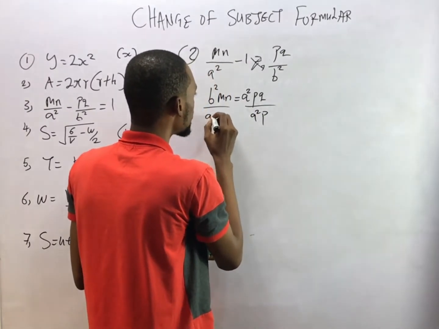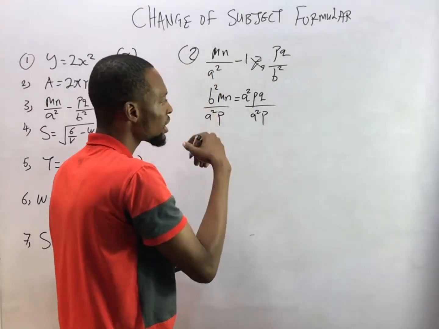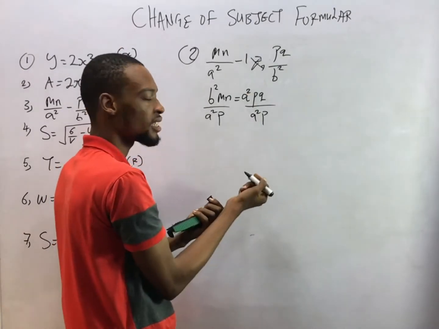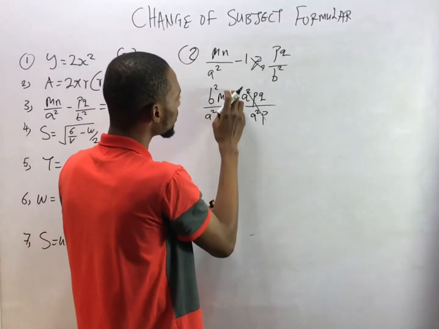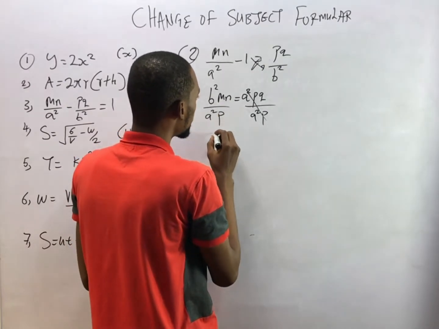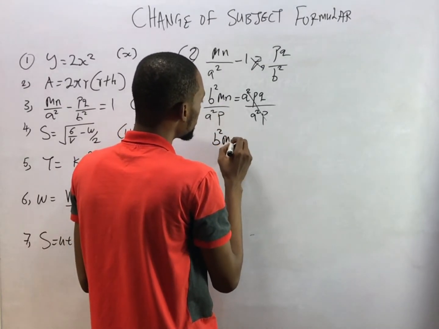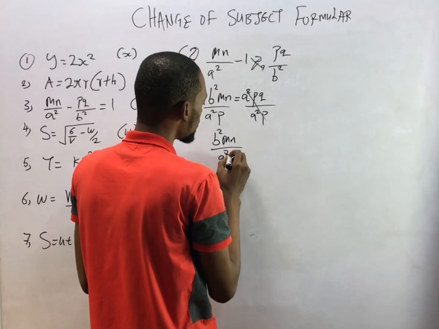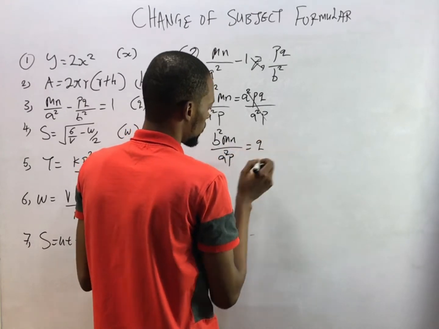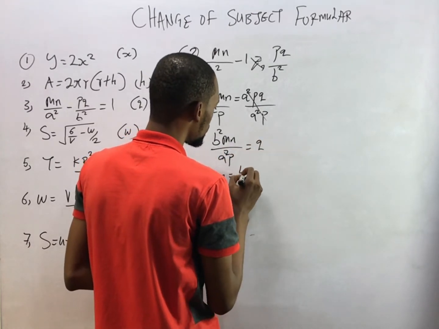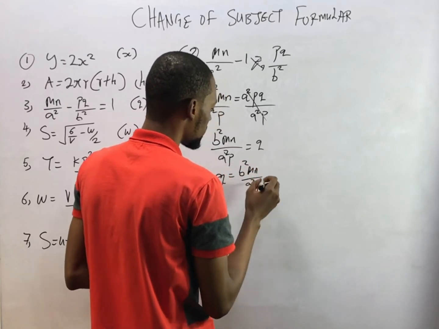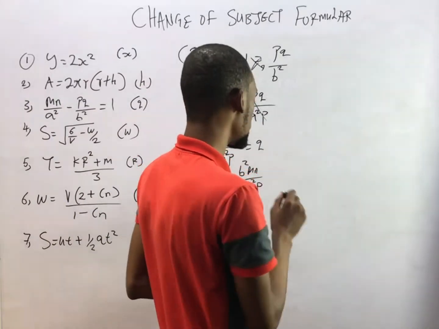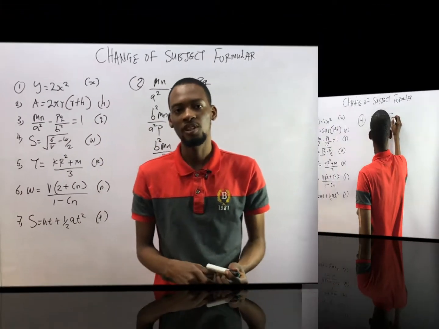This will give you over a square p, because what happens to that side should also happen to this side. So this will cancel this. Here, nothing to cancel, so they remain. Therefore, we have b square mn over a square p is equals q. So q is equals b square mn over a square p. That's your answer. We've made q subject formula.